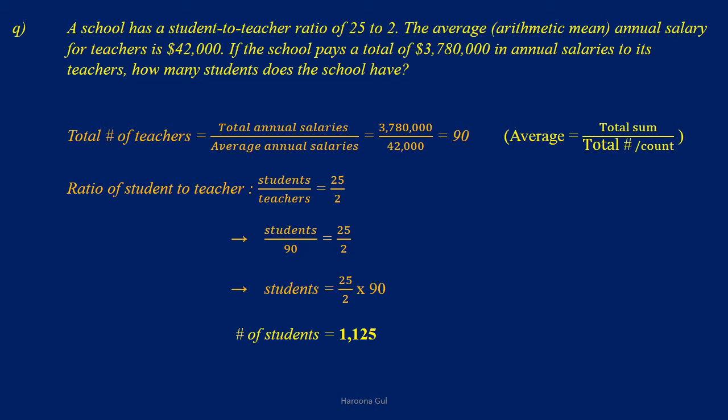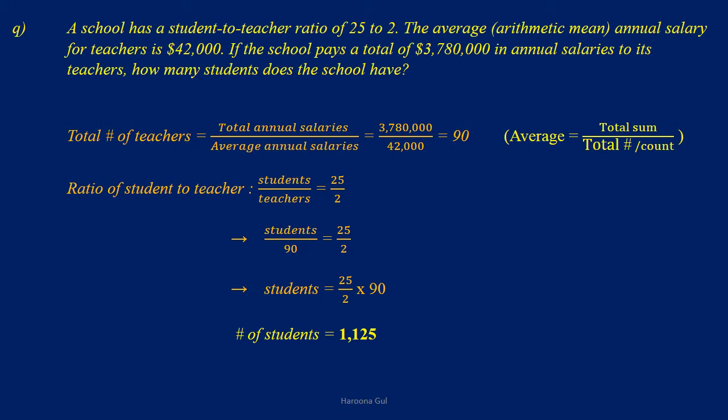The first question of this lesson is that a school has a student to teacher ratio of 25:2, which means that for every 25 students, the school has 2 teachers. The average annual salary for teachers is $42,000. If the school pays a total of $3,780,000 in annual salaries to its teachers, how many students does the school have?